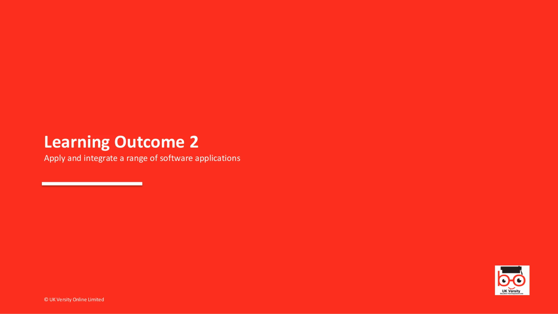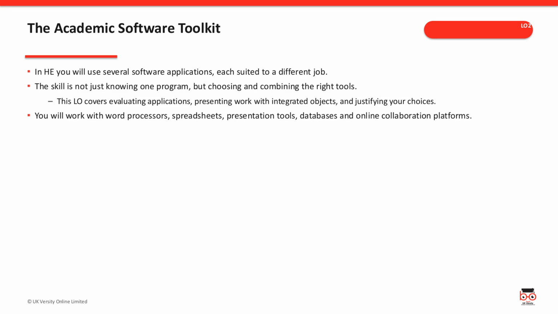In this outcome, we move from finding information to working with it, using a whole toolkit of software and choosing the right tool for each job. In higher education, you'll juggle several applications, each suited to a different task. The real skill isn't mastering one program, it's knowing which to reach for and how to combine them. Over this outcome, we'll look at evaluating applications, presenting work with objects pulled in from different tools, and justifying your choices. Think word processors, spreadsheets, slides, databases, and online collaboration platforms all working together.